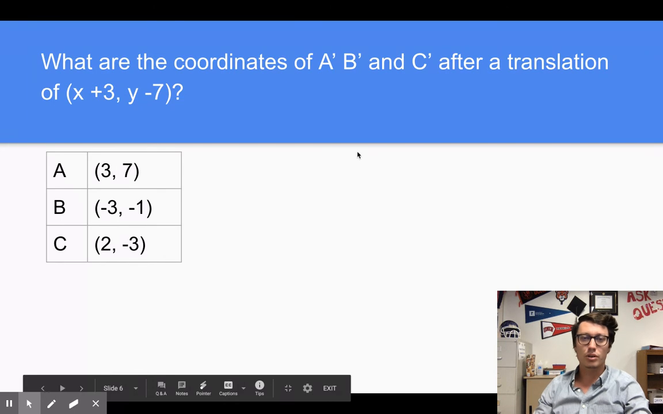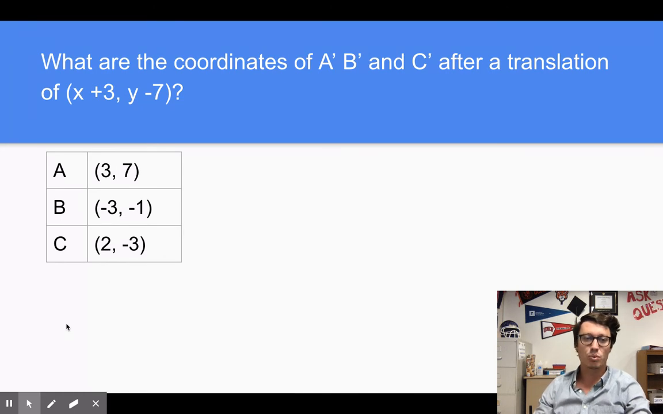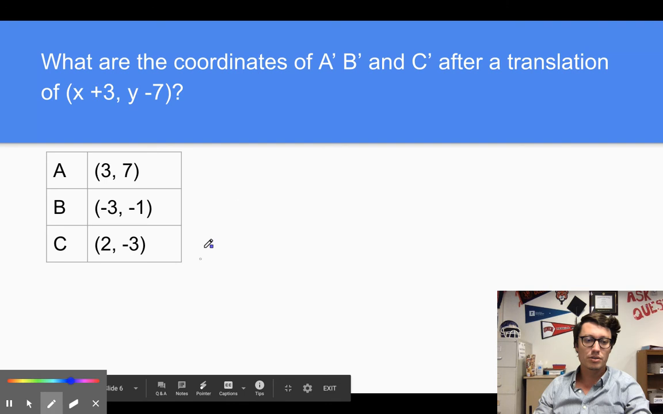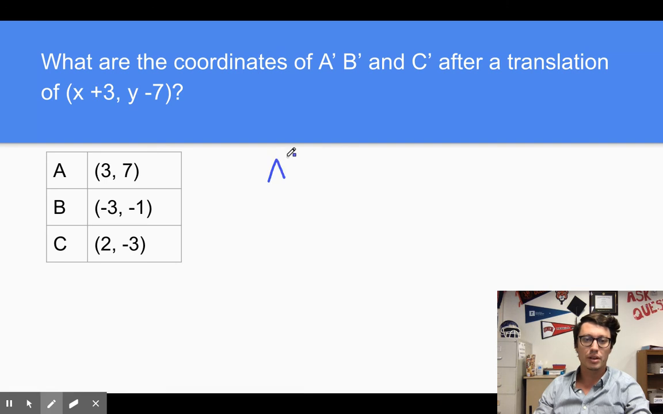Next, what are the coordinates of A prime, B prime, and C prime after a translation of x plus 3, y minus 7? Our rule is x plus 3, y minus 7. All we do is add 3 to our x numbers and subtract 7 from our y numbers.